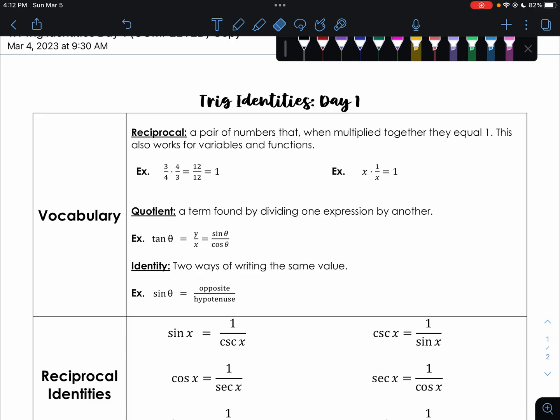So some vocabulary that you will hear is reciprocal. A reciprocal is a pair of numbers that when multiplied together they equal 1. This also works for variables and functions.